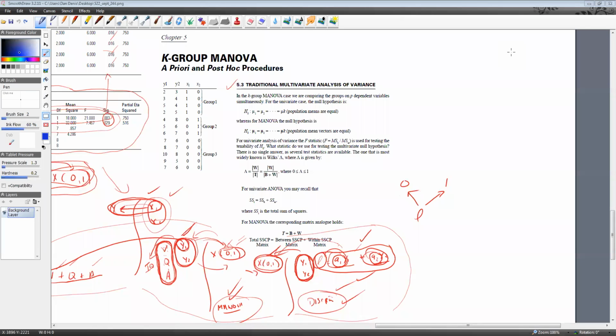Okay, so this is 522. It is October 1st. And today we're going to recap the MANOVA procedure a little bit, see how it relates to discriminant analysis. And then in the second part of the lecture, we're going to get back into James and look at some resampling approaches.